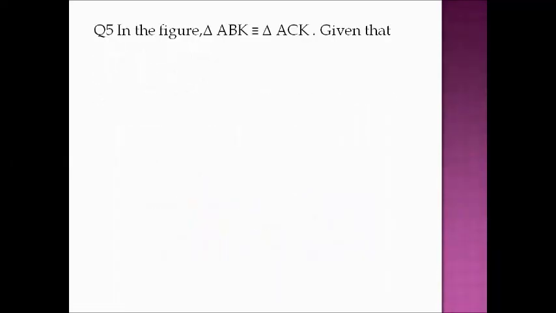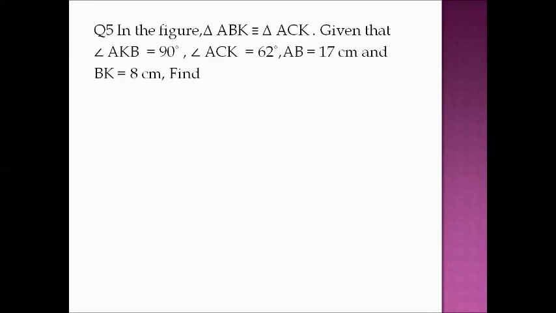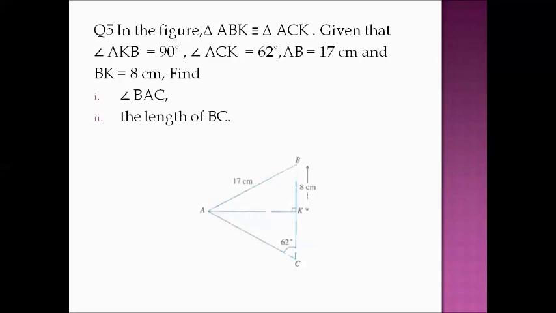Now the next question is question number 5. In the figure, triangle ABK is congruent to triangle ACK. Given that angle AKB equals 90 degrees, angle ACK equals 62 degrees, AB equals 17 centimeters and BK equals 8 centimeters. Find angle BAC and the length of BC. And the figure is this one.